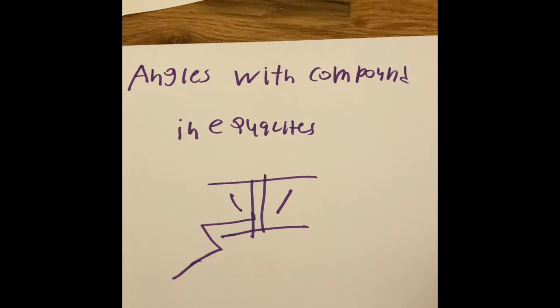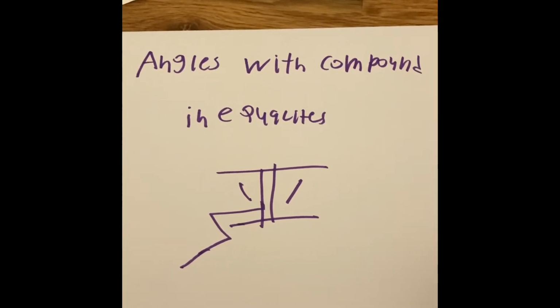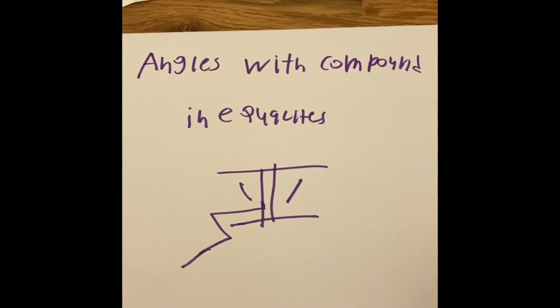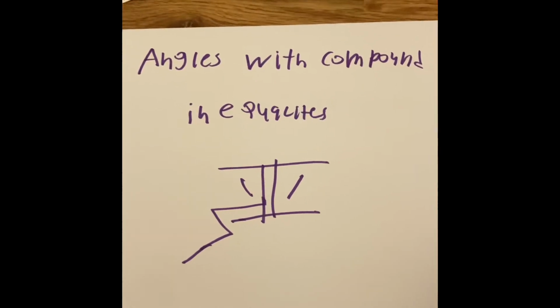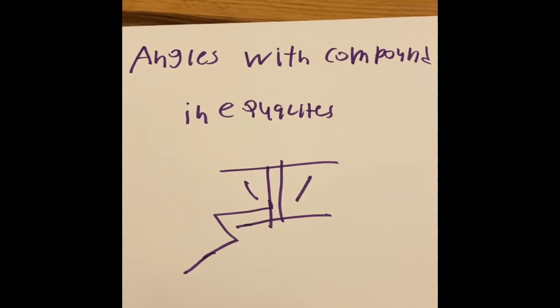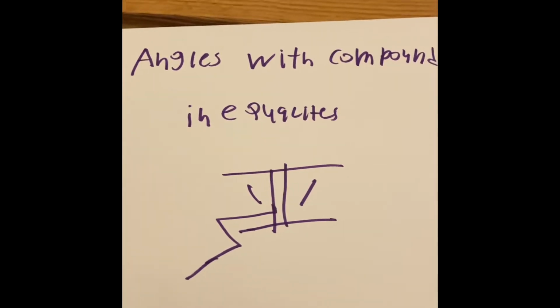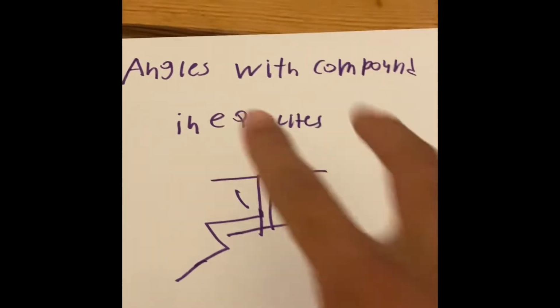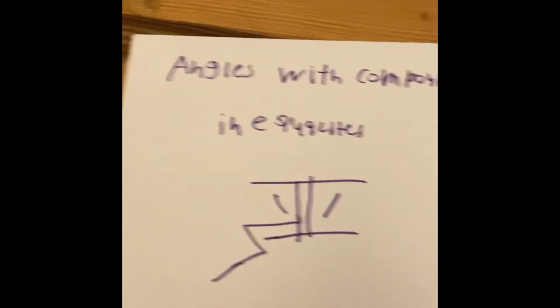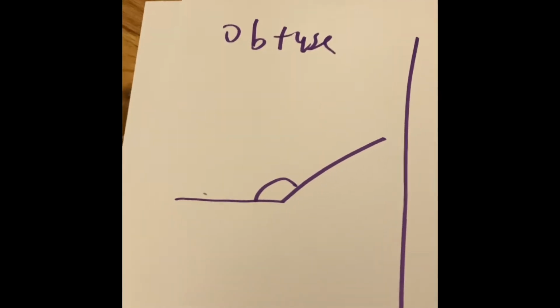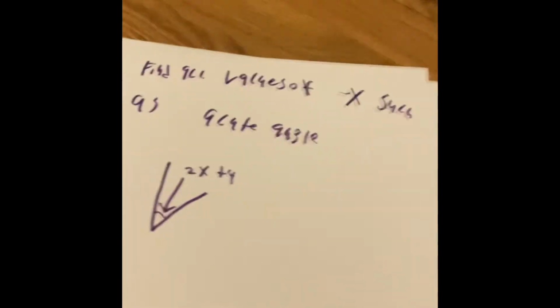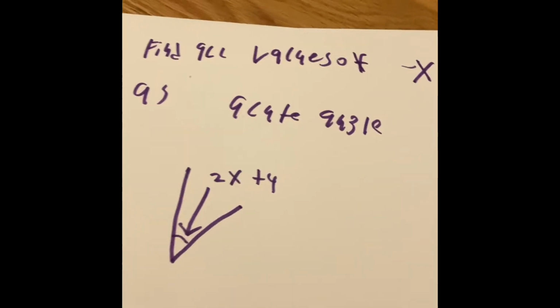Calculates math and history, and we're going to be using compound inequalities and applying them with angles. So, in this video, we're going to be using compound inequalities with two different types of angles, an acute angle and an obtuse angle. Let's start with the acute angle. And we have our example problem right here.